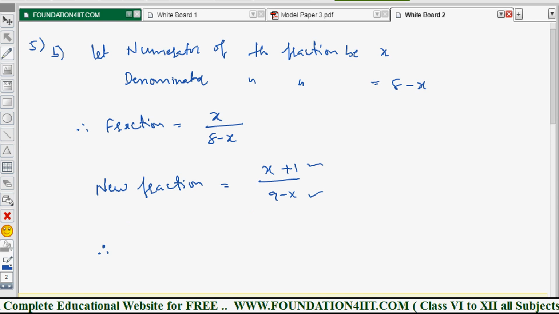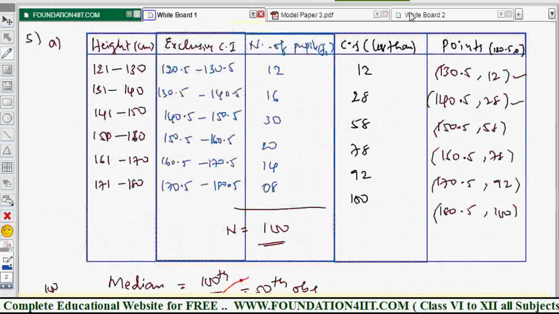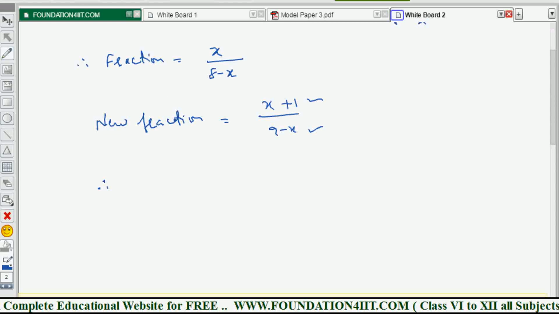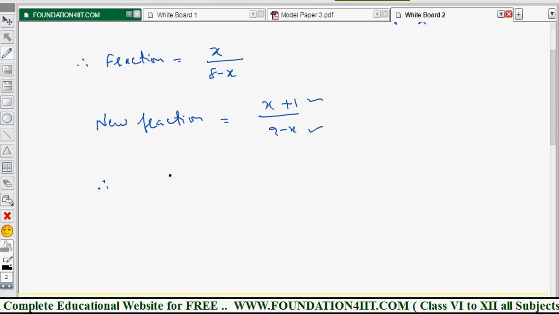Then if you see the condition, the difference of both is 1 by 15. This increased by 1 by 15 means the difference of the two fractions is 1 by 15. Therefore, we can take x plus 1 by 9 minus x, because this is the bigger one as it is increased, so this should be first, minus x by 8 minus x is equal to 1 by 15. That's it. If you simplify this, you will get the value of x.